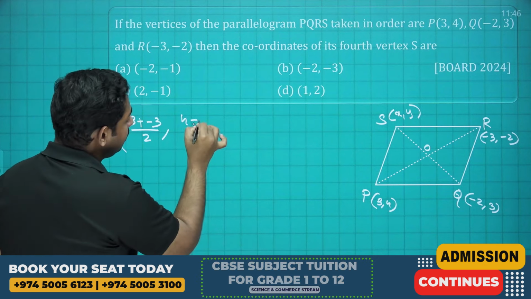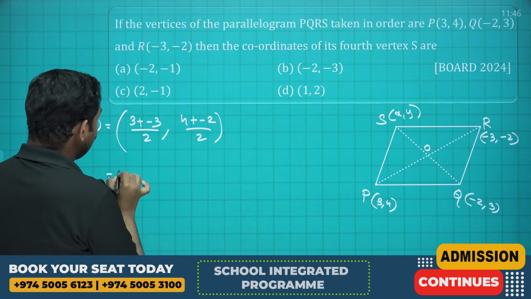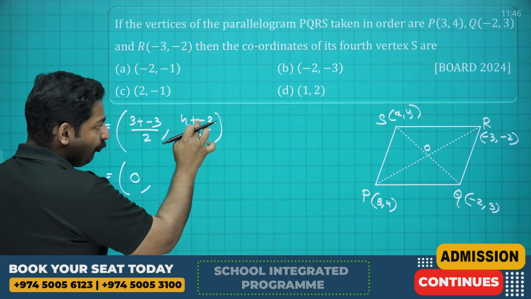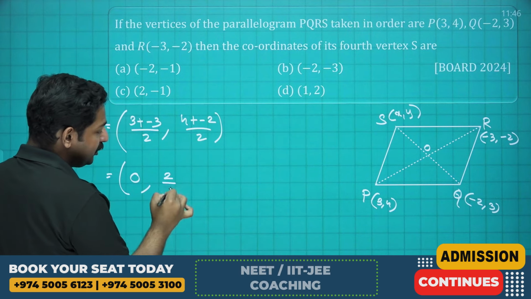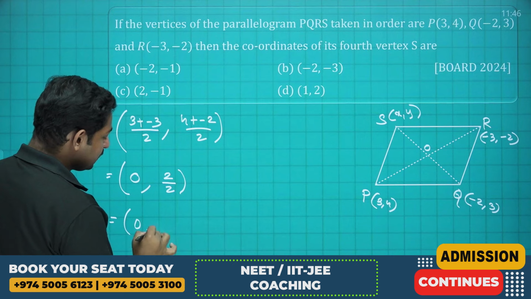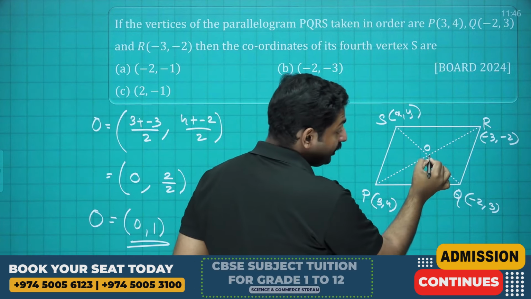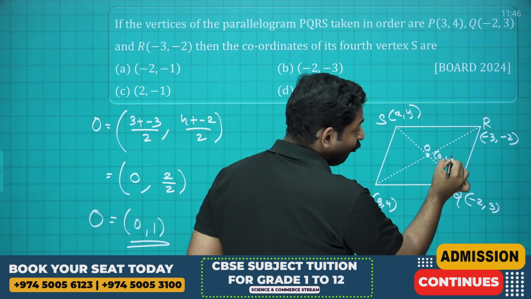and (4 plus minus 2)/2. So O is equal to 3 plus minus 3 is 0, so 0 by 2 you will be getting 0 here. 4 minus 2 is 2, so 2 by 2 you will be getting 1. So (0, 1) is the coordinate of O. That is, this point is (0, 1).